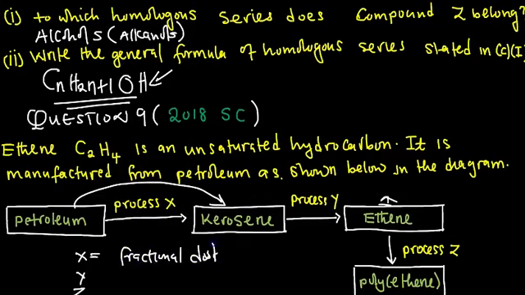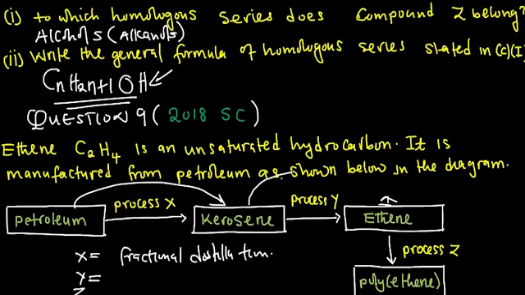So fractional distillation of petroleum or crude oil, that is what we call this. Because these components found in petroleum have different boiling points, that makes them possible to be separated by this process. Then what about Y? What is process Y?